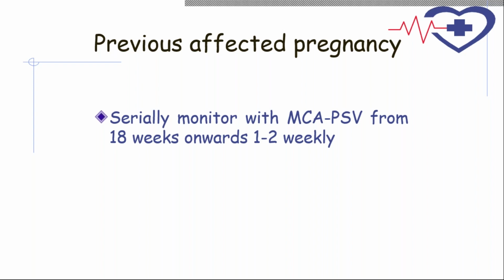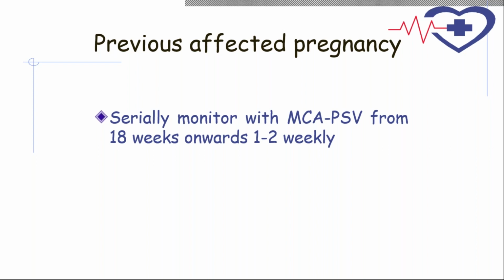If any woman who, we know, was isoimmunized in the previous pregnancy, just remember, you will start monitoring this woman from 18 weeks onwards with MCA peak systolic velocity. No role of ICT in these women. Okay, so you will monitor in the same way.